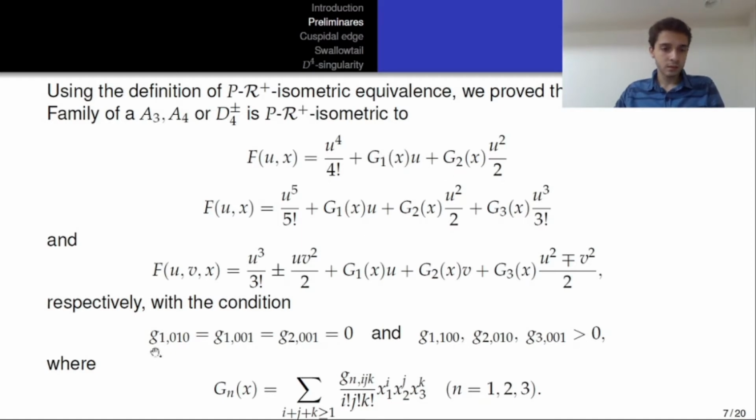What are these coefficients? The coefficient G1,0,1,0, for example, is the coefficient of y in G1. Right? The definition is here. This coefficient is the coefficient of z in G1. This is the coefficient of z in G2. Okay?